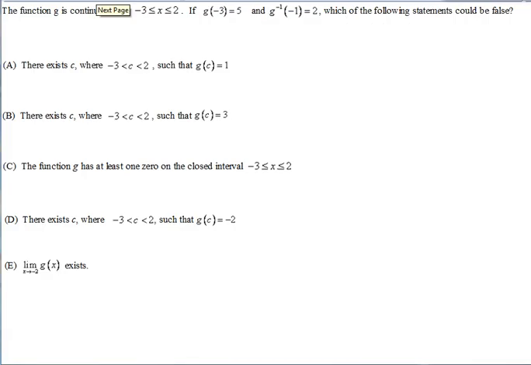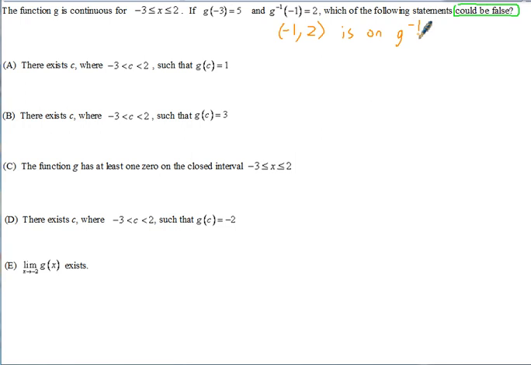Let's take a look at one last one. It says the function g is continuous on an interval from -3 to 2. If g of -3 is 5 and the inverse of g of -1 is 2, which of the following statements could be false? All right, so let's first translate this inverse. This means that if you plug a -1 into the inverse, you get 2 for the y coordinate. So -1, 2 is a point on the graph of the inverse of g.